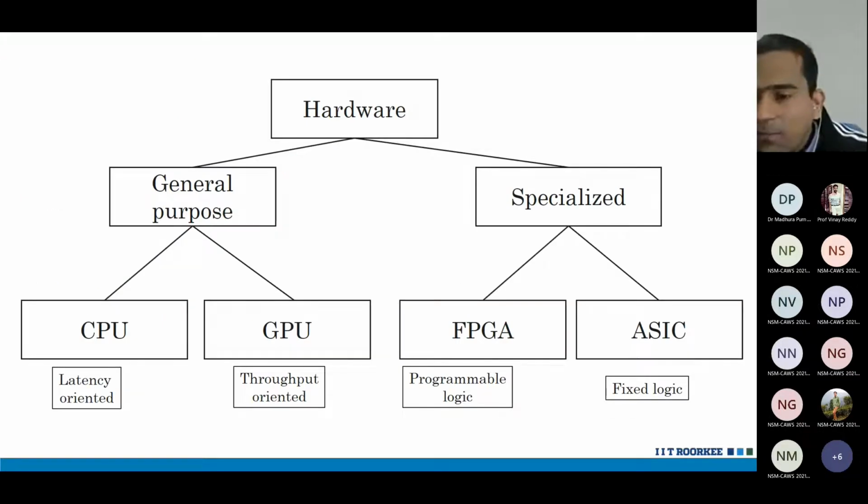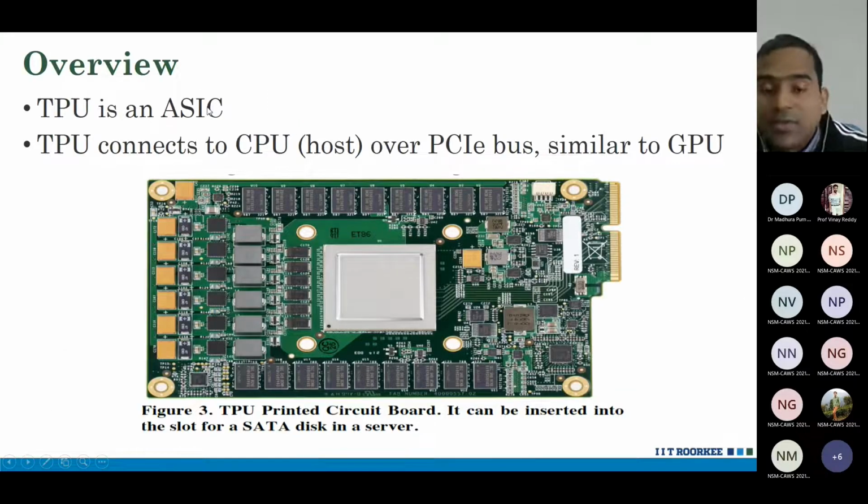I'm sure every computer architect knows about hardware. We have general purpose hardware such as CPU and GPU, and then we have specialized hardware, FPGA and ASIC. CPU is latency oriented, GPU is throughput oriented, FPGA is just programmable logic, ASIC is fixed logic. Of these, TPU is an ASIC. That is one reason why it is more efficient than GPU, because GPUs were designed mostly for graphics applications, and later they have been reused for deep learning. But TPU is designed from the bottom up for deep learning. TPU connects to the CPU over a PCI Express bus, similar to how a GPU connects.